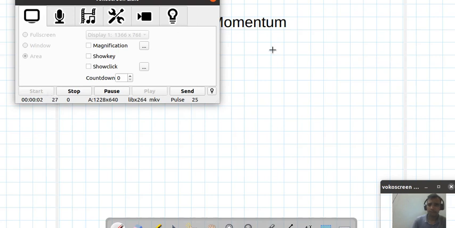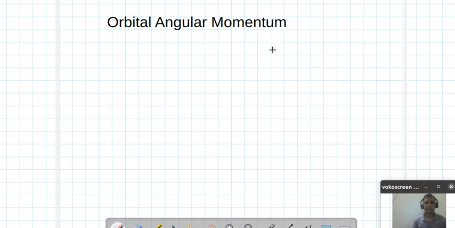Welcome to this lecture. This lecture is based on orbital angular momentum. Orbital angular momentum plays a very important role in quantum mechanics. So I will start with the basic definition of what we call orbital angular momentum. Not orbital angular momentum, but I will start my topic with the angular momentum as we study in classical mechanics.